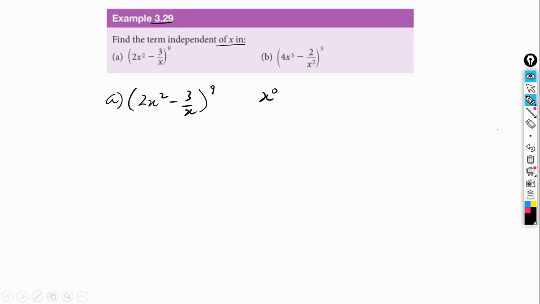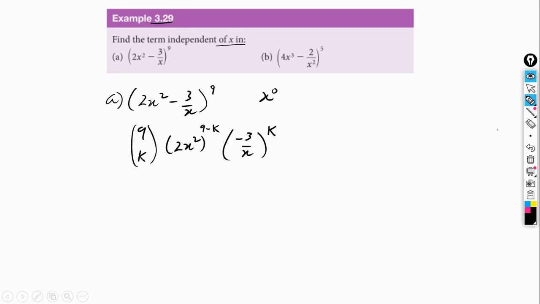So let's remember the general rule for this case. We can just write it as 9 choose k, and then this times 2x squared to the power of 9 minus k, and this times minus 3 over x to the power of k. Okay, so what do we do next? All right, let's just focus on x because that's what needs to be canceled out.